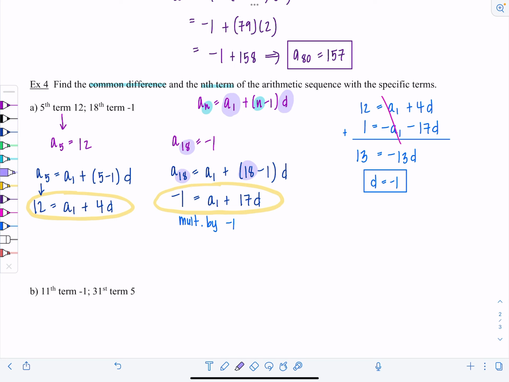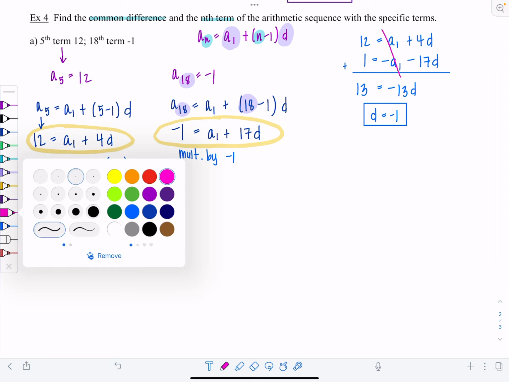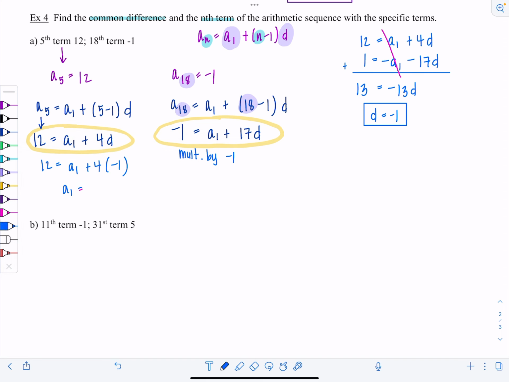So go back to either of the yellow equations that I've circled so we can find a1. Let me just go with the first one here. So we know that 12 is equal to a1 plus 4 times, now I know d is negative 1. If I add 4 to both sides, then I get that a1 is 16.